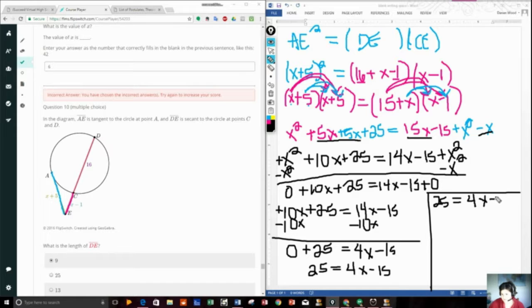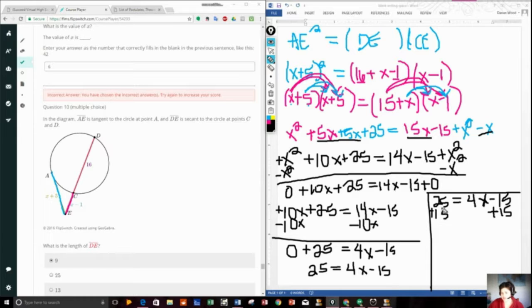We have 25 is equal to 4x minus 15. So now I notice that I have an x and a constant, so I want to move all of my constants together. Since I have an x and a constant and only a constant on the left side, I'm going to move this 15 over to the left-hand side. Since it's negative, I'm going to add 15.